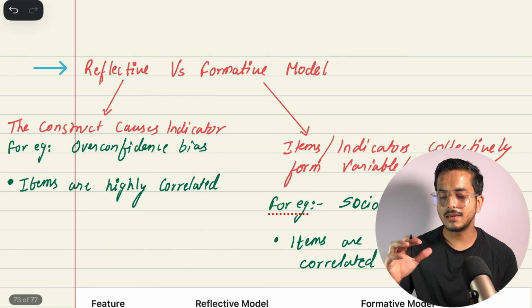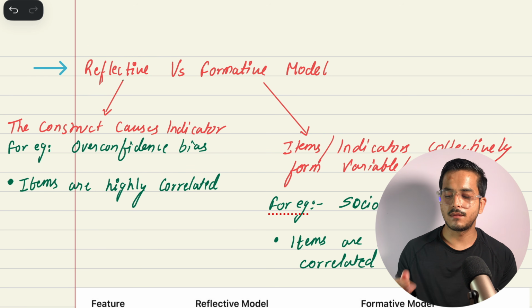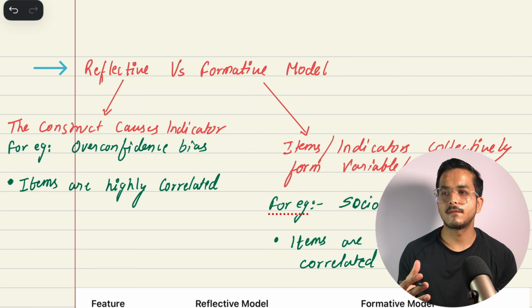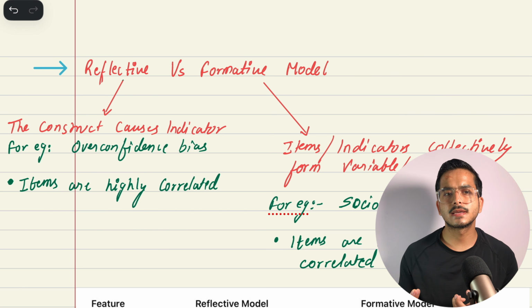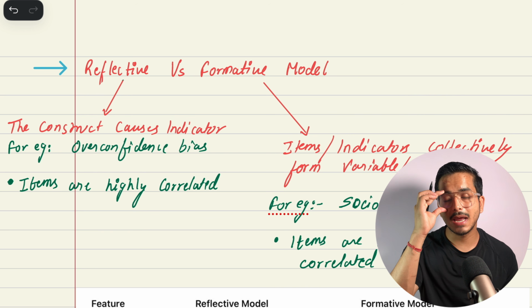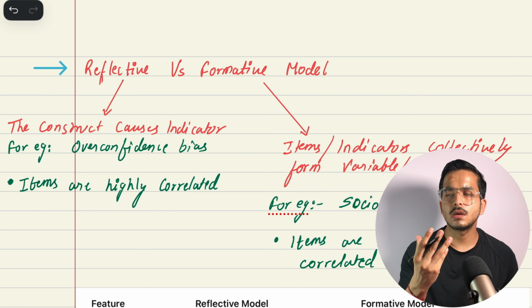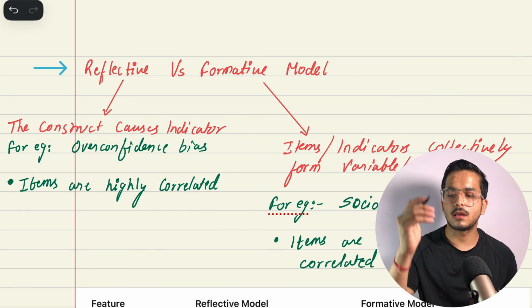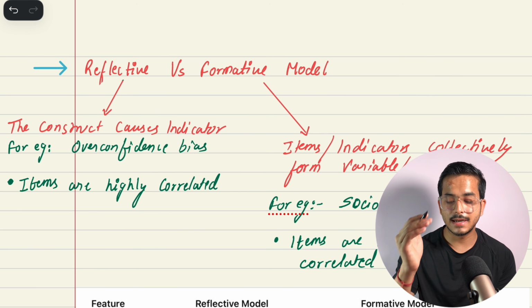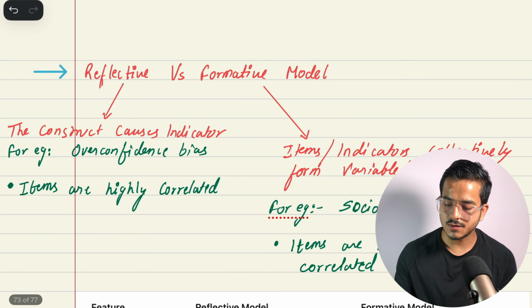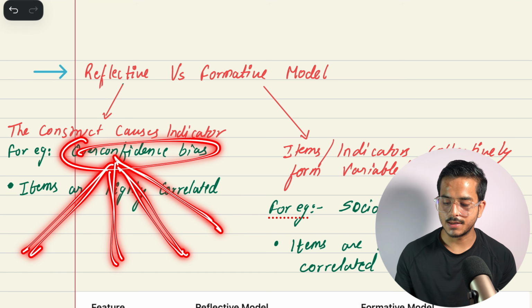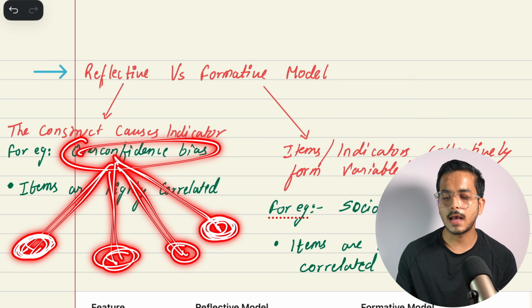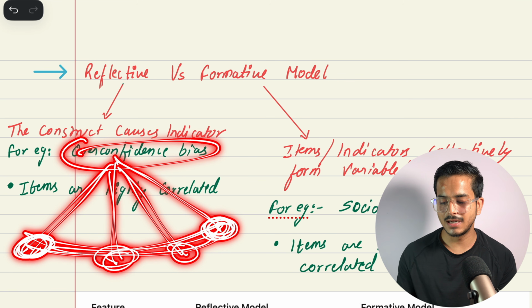Now coming on to the main crux, when we have a model, for example reflective versus formative model. Reflective are those models or variables where you have a construct, and then items come out of them. For example, overconfidence bias. There are four ways to measure overconfidence bias. These are four, but these are highly correlated to each other.